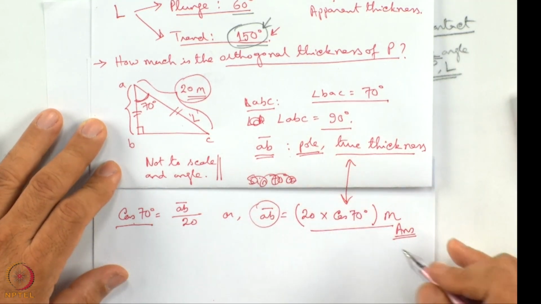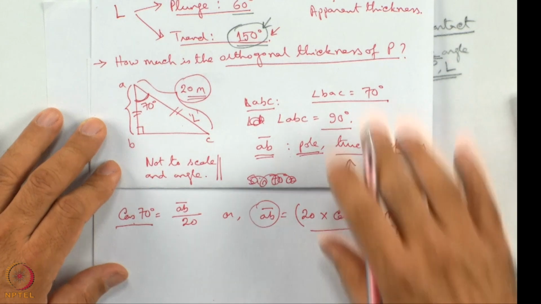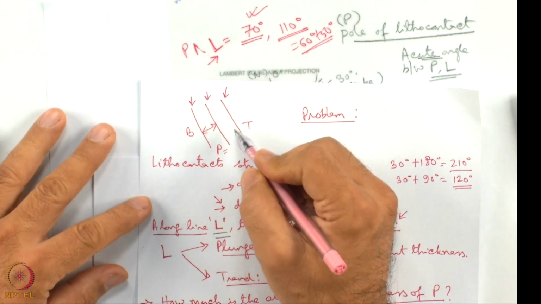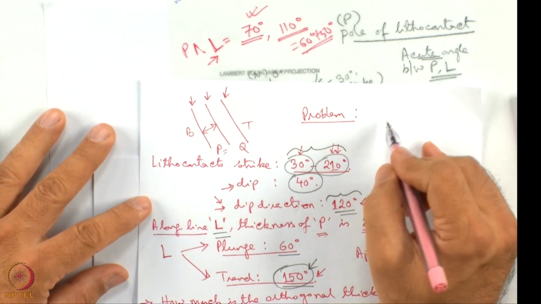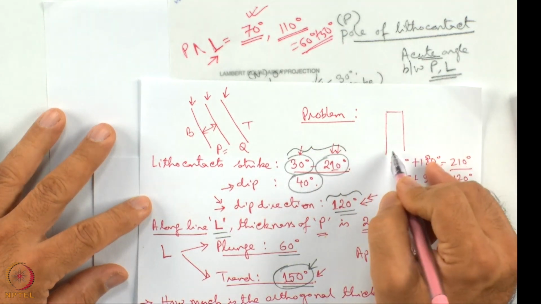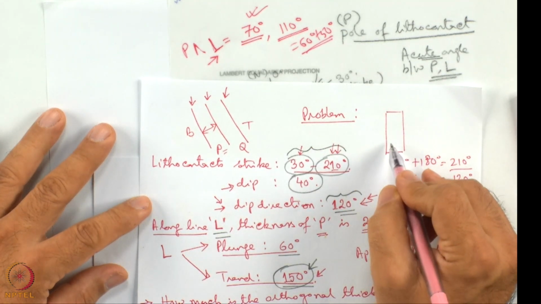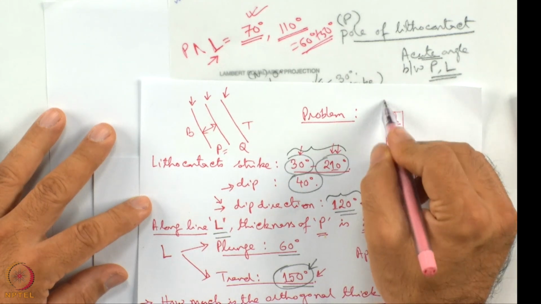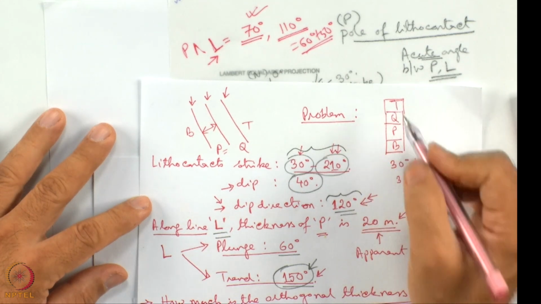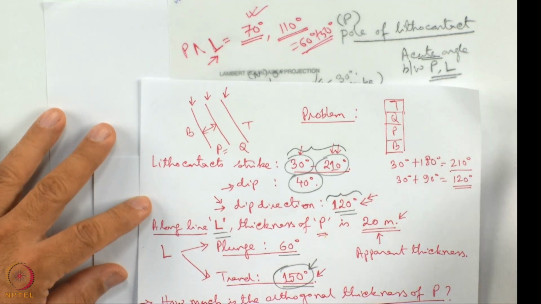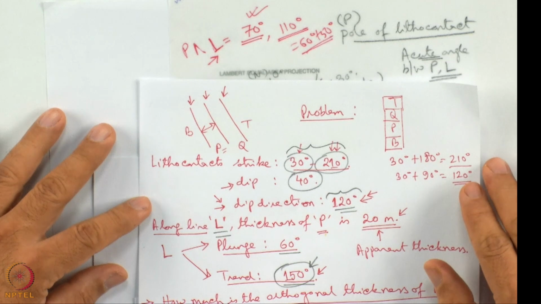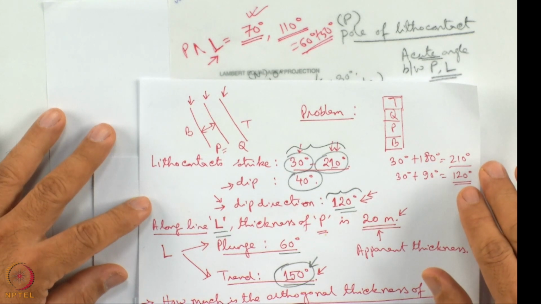Once in this way we find out the thickness of layer P, the true thickness, we can also find the other layers, and eventually we can construct a lithological log consisting of B, P, Q and T. So, in this way, using the Stereonet, the basic stratigraphic problem, presentation of the lithological layered rocks can be made in a graphical way.